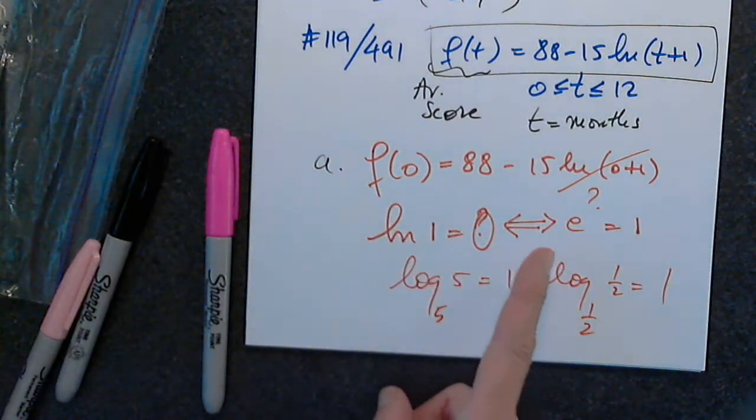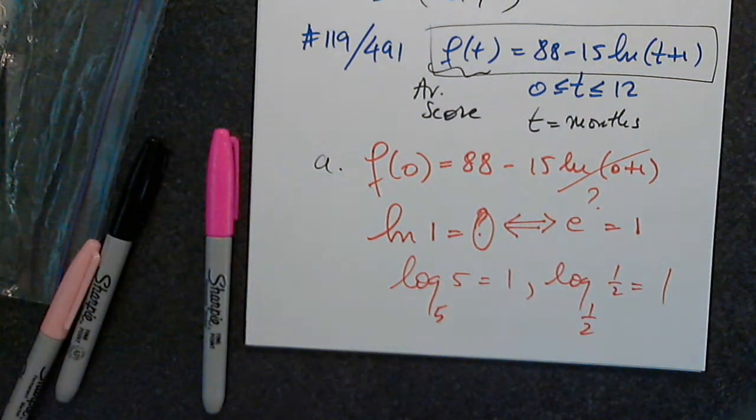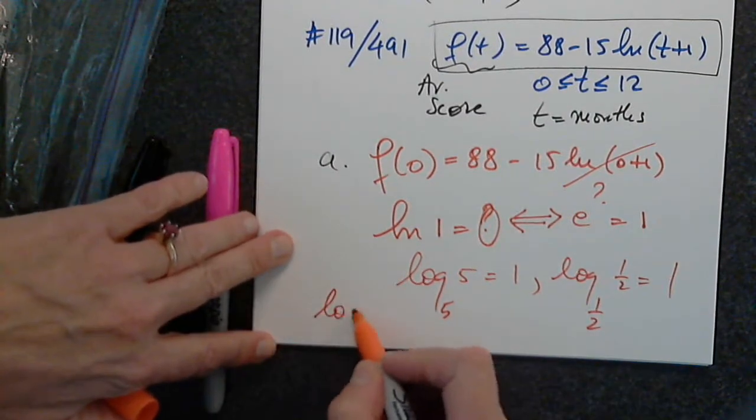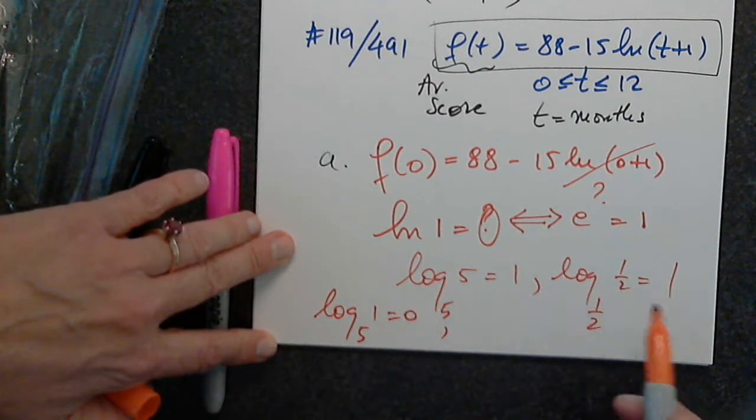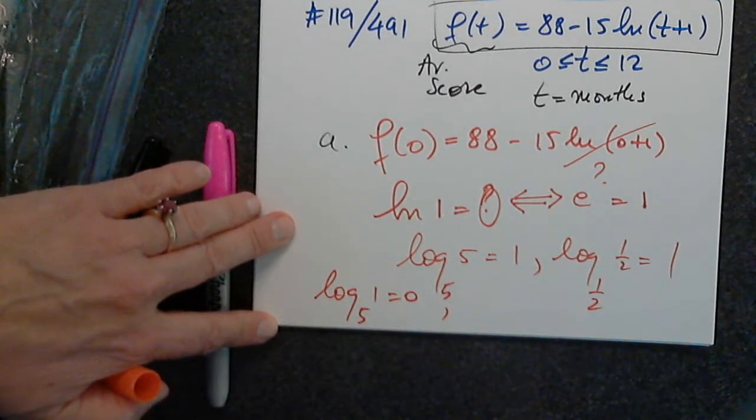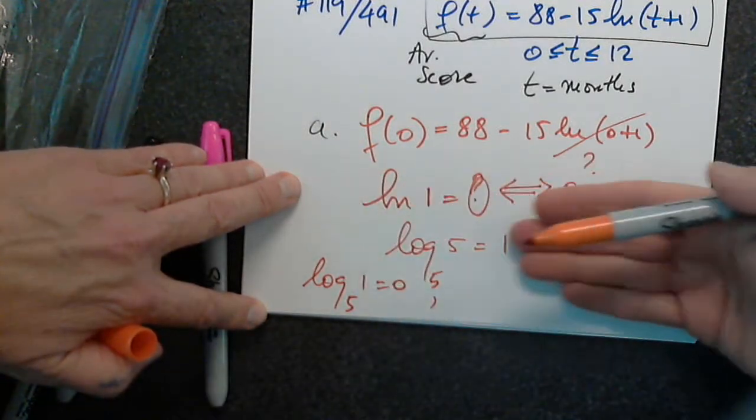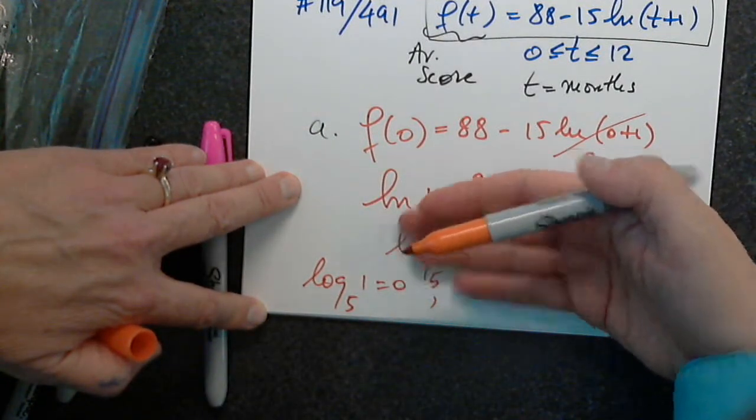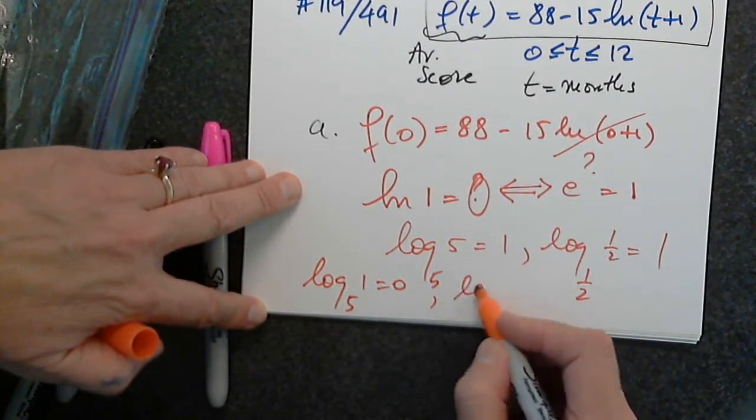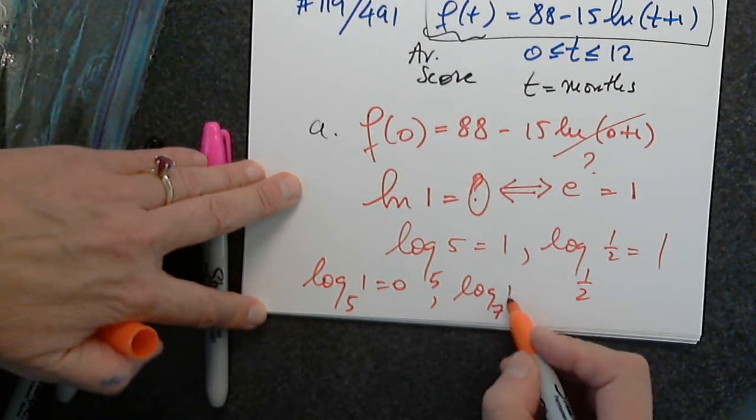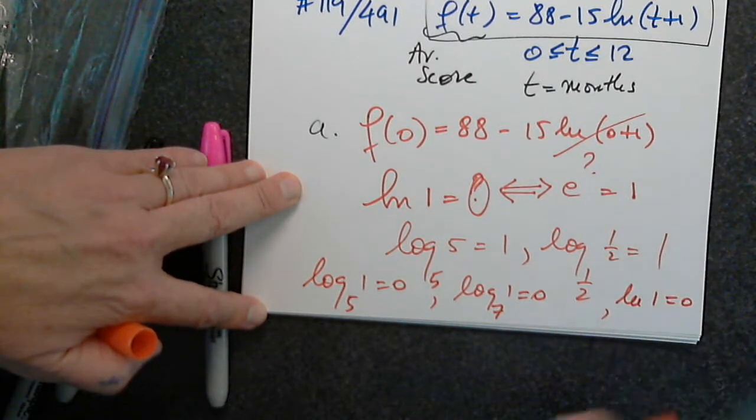Log of 1 here is 0. So log base 5 of 1 is 0. I jumped. I'm sorry. We didn't talk about this one. In my head, I was already at the second property. Sorry about that. So don't disregard this one for a moment. We haven't talked about it. So log in any base of 1 is 0. Log base 7 of 1 is 0. Natural log of 1 is 0.